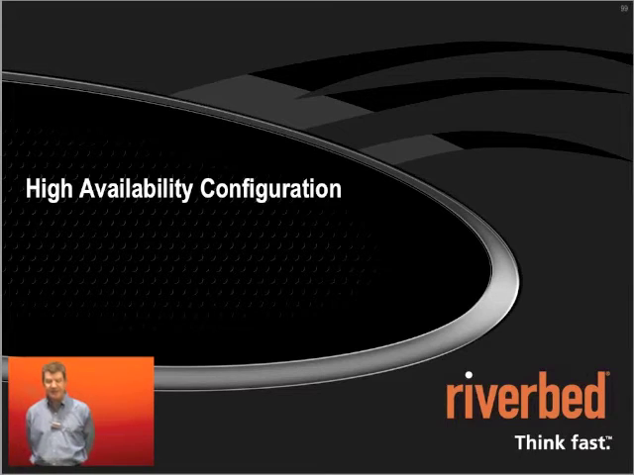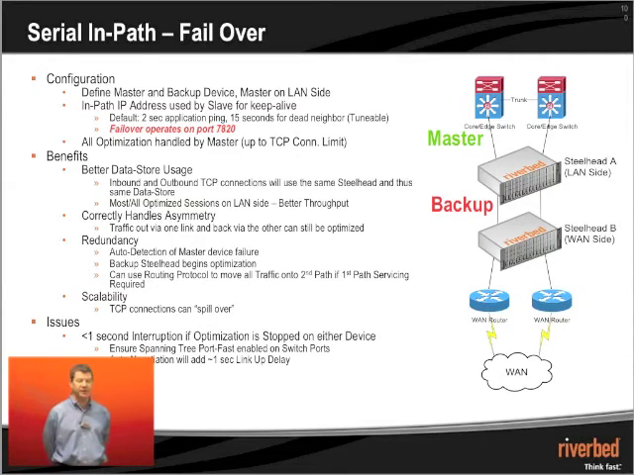Okay, next let's talk about some high availability configurations. These are situations where we want to make sure we maintain optimization, even in the unlikely event that power is lost to the steelhead appliance. The first one we'll look at is a serial in-path configuration. In this situation, we configure a master and a backup device.